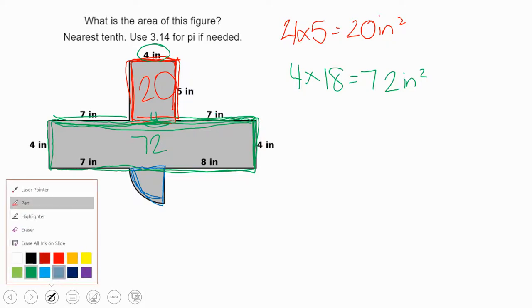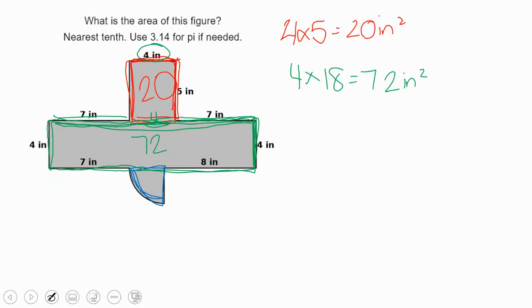And then lastly, I have to find the area of the quarter circle. Okay, so I need to know what the radius is. Well, this is my radius right here. Okay, so again, if this whole distance is 18, I know that this is 7, I know this is 8. Okay, so together that gives me 15. So that's leaving the radius right here to have to be 3.